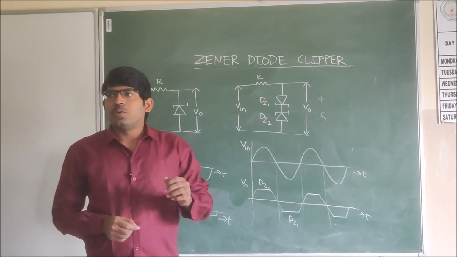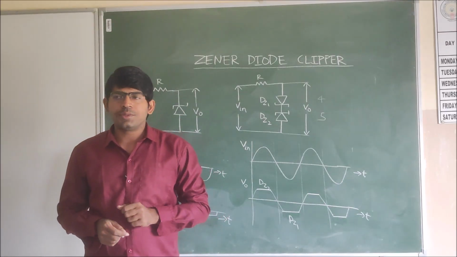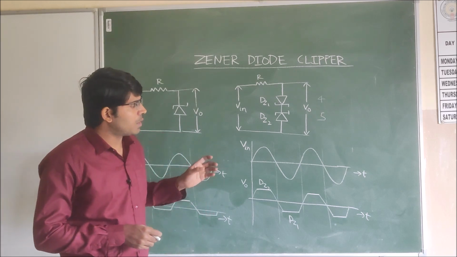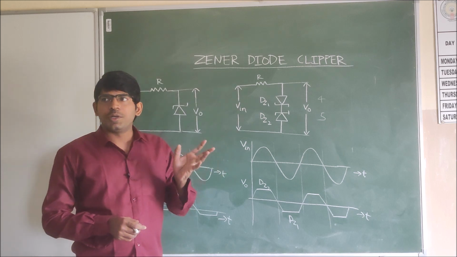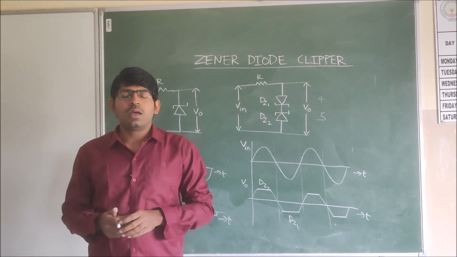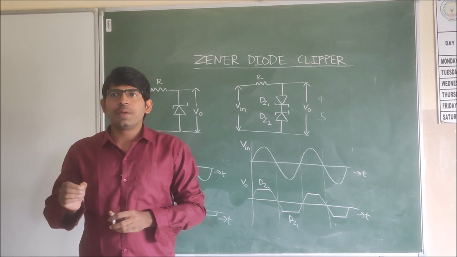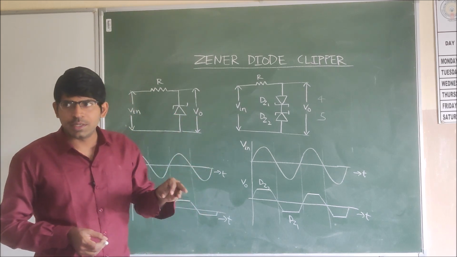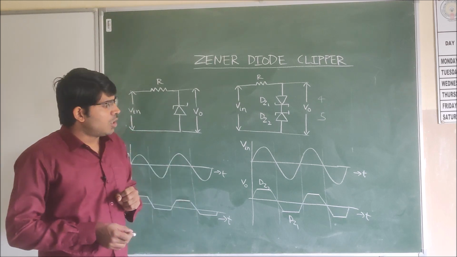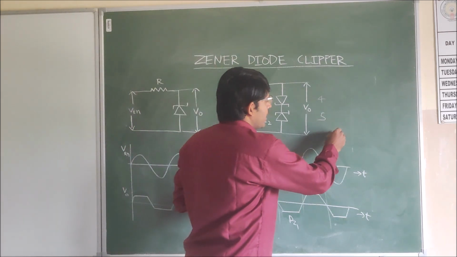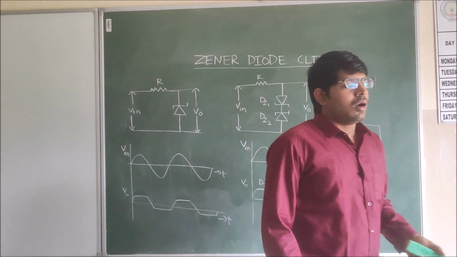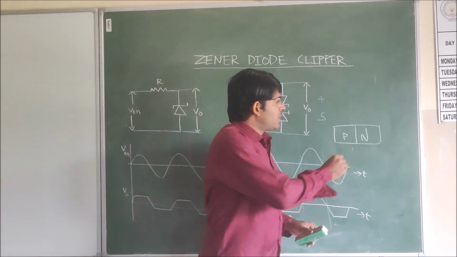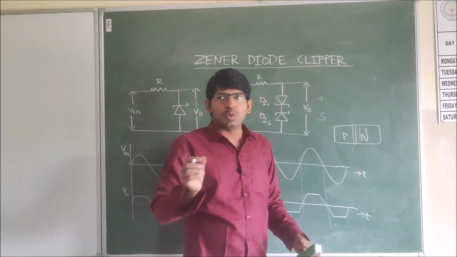We have discussed different clipper circuits, biased clipper circuits, unbiased clipper circuits, and also the transistor clipper circuit. This time we are changing the clipping element. Here we are taking a specially designed Zener diode. So a Zener diode is a PN diode.